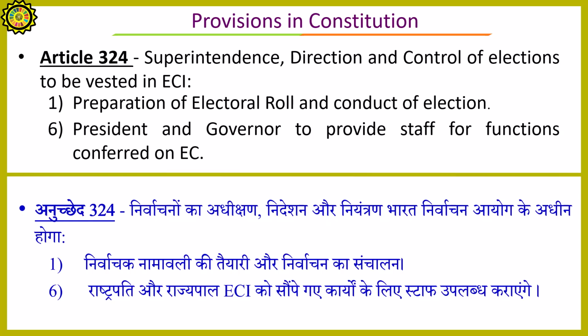Article 324 of the Constitution is about superintendence, direction and control of elections to be vested in the Election Commission of India. Its clause 1 is about preparation of the electoral roll and conduct of elections. Clause 6 says the President and Governor are to provide staff for functions conferred on the Election Commission.